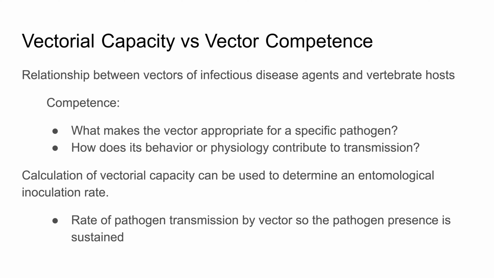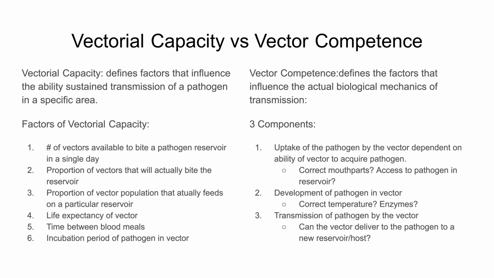But the vectorial capacity is a big calculation. Now, I'm not going to ask you to make this calculation, but I do want you to have a general understanding of the different components of it. So when we compare capacity to competence, in capacity, we look at the number of vectors that are available. We look at how many of those vectors are actually going to bite. So we might have 1,000 vectors available in a 24-hour period, but maybe only 100 of them are going to actually bite or take a blood meal.